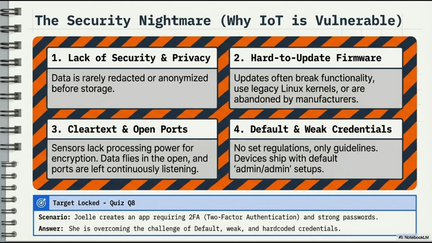I hear this all the time. Why not just encrypt it? Because a cheap sensor simply lacks the CPU power to run encryption algorithms. It just can't do the math. Wow. And four, default and weak credentials. Still shipping with admin. Which brings us to a target locked.